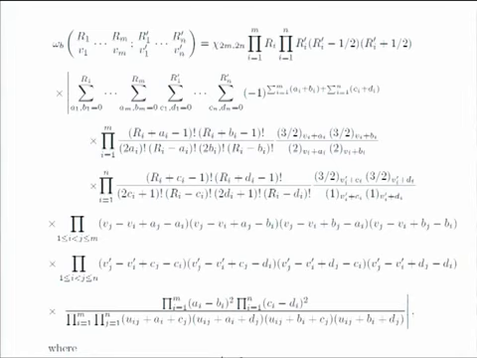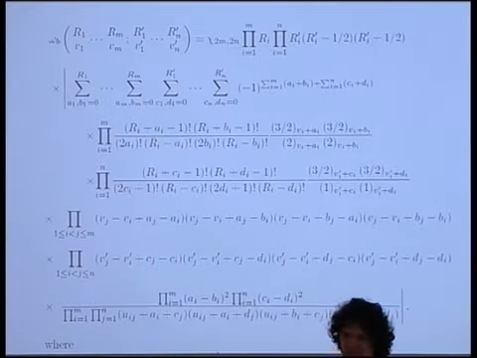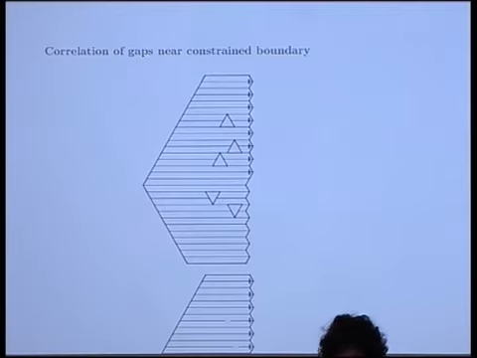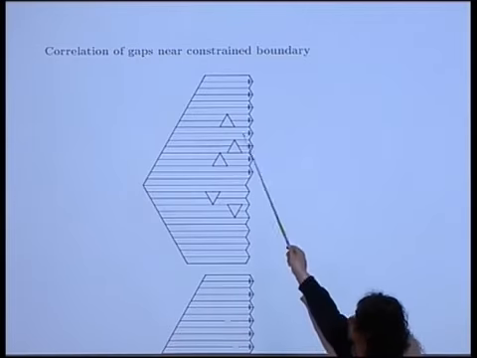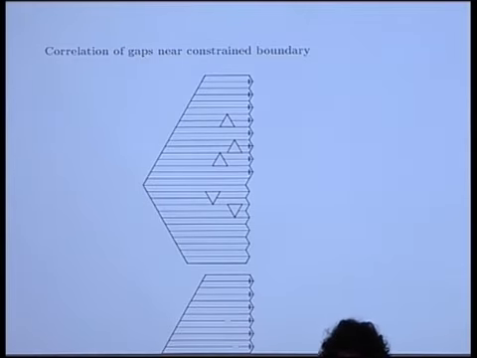So this is the exact expression for this. B should be C. Sometimes B is boundary, sometimes C is constrained boundary. But anyway, all these parameters, R1, V1, Rm, Vm, and so forth, they specify the locations of these holes. That's all they do.